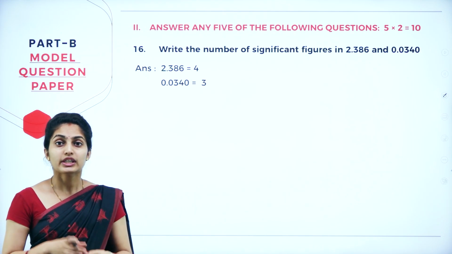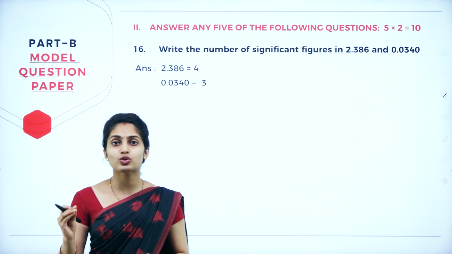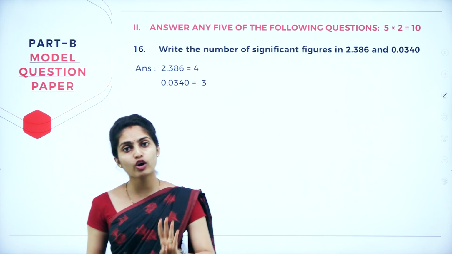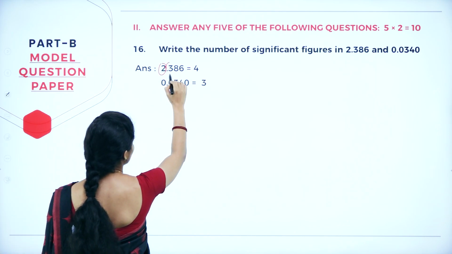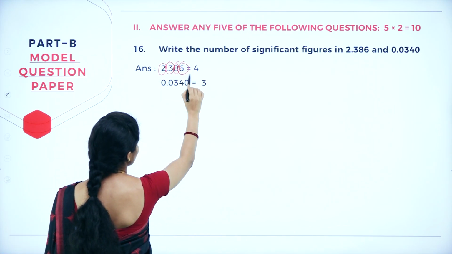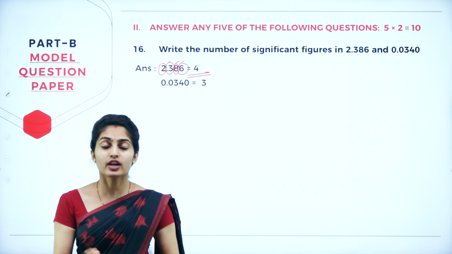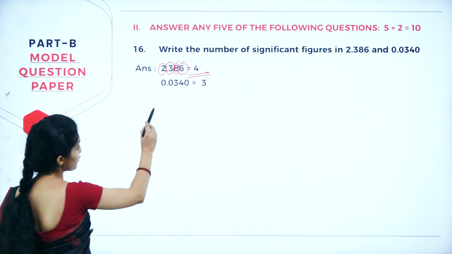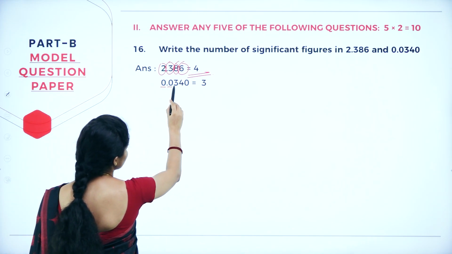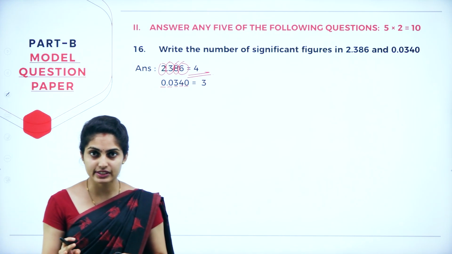2.386. So these are non-zero digits. So since they are non-zero digits, we can count all 4. That is 1, 2, 3 and 4. So we have 4 significant figures in this set, okay? Now let us move to the second one. How many numbers do we have? 1, 2, 3, 4, 5. We have 5 digits, correct?